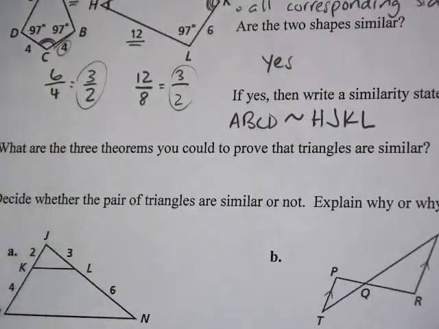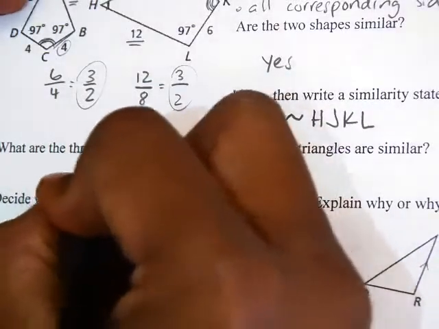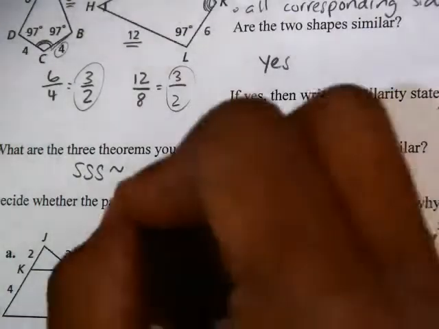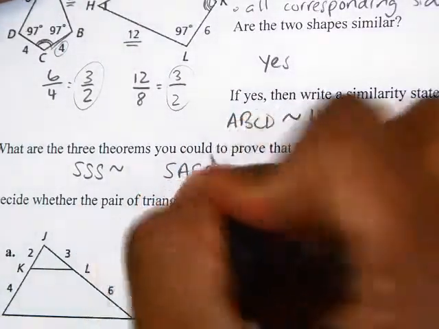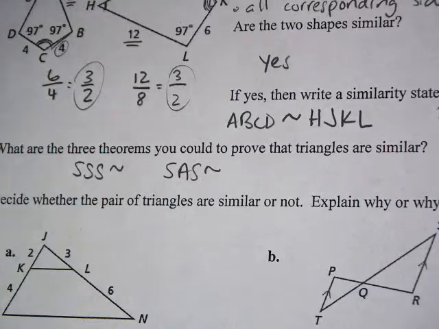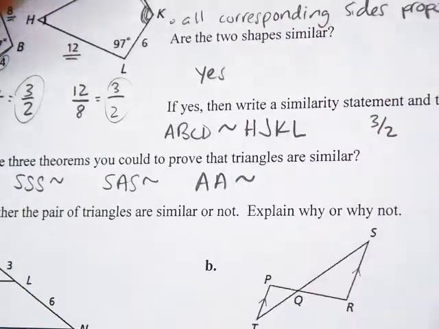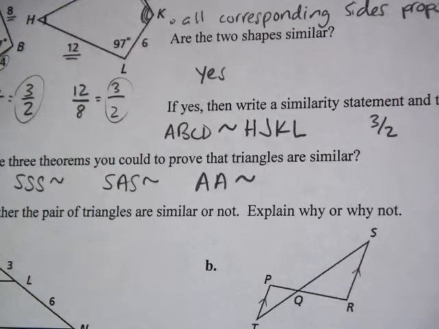For number 2, what are the 3 theorems you can use to prove that triangles are similar? Well, there is side-side-side similarity. If you have 3 pairs of sides proportional, then the triangles are similar. There's side-angle-side similarity. If you have 2 pairs of sides proportional and the angle in between congruent, then the triangles are similar. Or if you have 2 pairs of angles congruent, that's AA similarity.